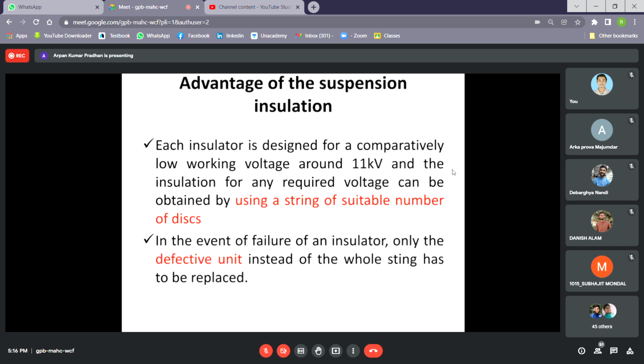Number 2 is that instead of using suspension insulator, if you would have used a single unit, and if there is some defect in that single unit, then you have to change it, and you need to bring a new one, and that may include a vast cost actually. But in case of suspension insulators, if any unit is defective, you can simply change that unit. Okay, so that is another advantage.